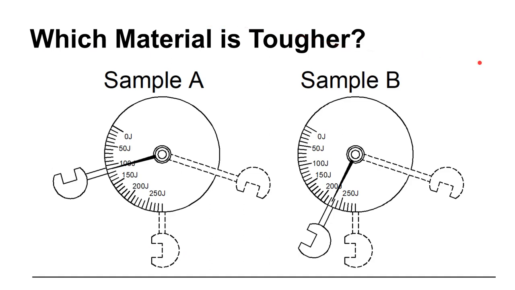Okay. Now, don't be fooled by thinking, well, this dial moved up more. Notice, the more the dial moves, the smaller and smaller that number gets. Okay. So this is the tougher material. This material would have absorbed more energy, material B.